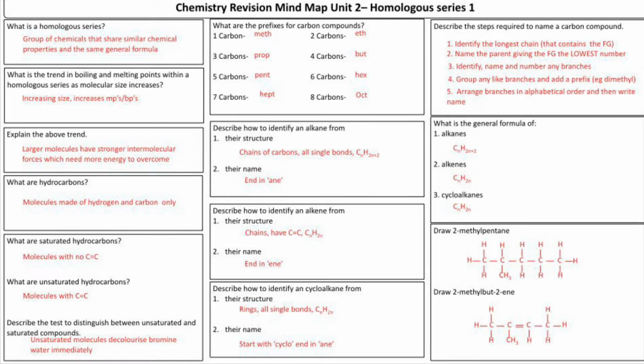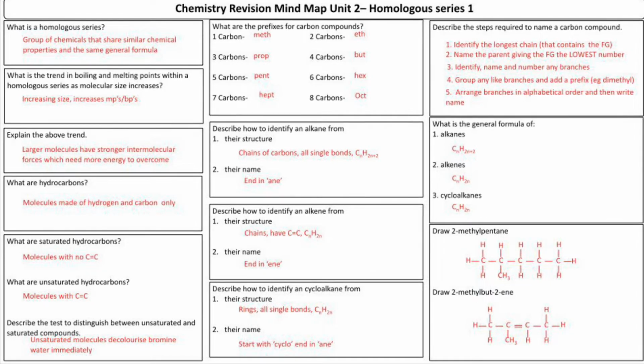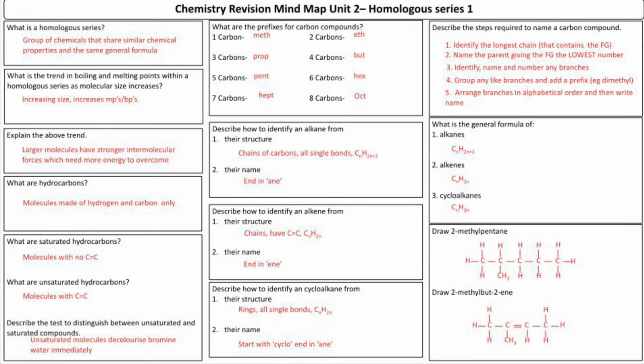You need to be able to describe and identify alkenes from their structure. Again, the same idea: the chain of carbons. Somewhere there will be a carbon-to-carbon double bond, which you will have to give the name of. And they will have the general formula CnH2n. And they will all end ene, E-N-E.